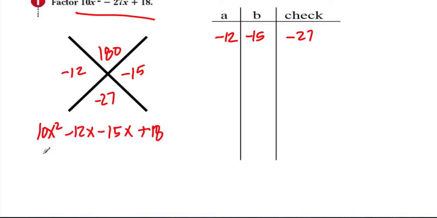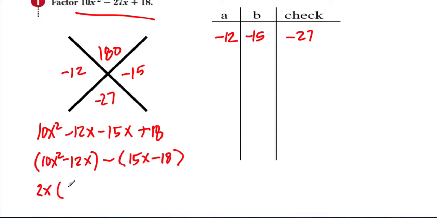Then we group them, 10x squared minus 12x, minus, look carefully when I start grouping this. Remember, you're distributing the negative 1. So if you're grouping them, you're doing the opposite. So you factor out negative 1. So this becomes 15x minus 18. And then find the GCF. GCF would be 2x, left with 5x minus 6. And then factor out 3.